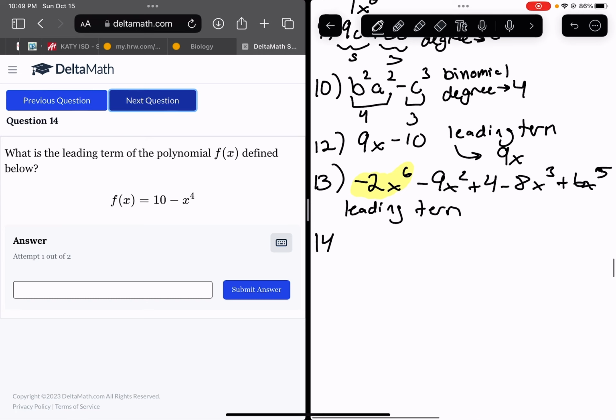All right. This one, what is our leading term here? Well, this term has a degree of 0. This term has a degree of 4. So our leading term here is going to be negative x to the 4th.